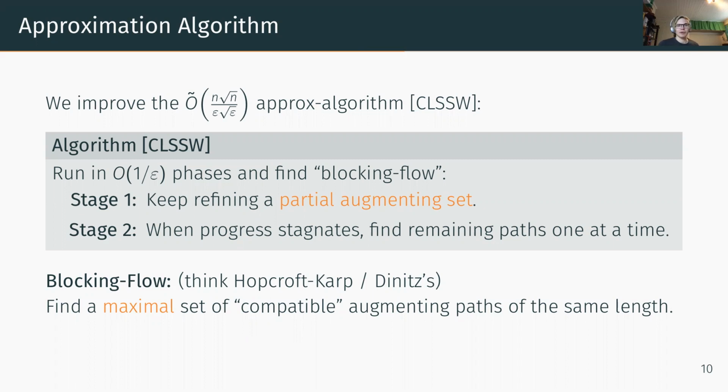To find this blocking flow, we run in two stages. In the first stage, we keep refining some partial augmenting set, which I will define in a few slides. And in the second stage, which kicks in when the first stage starts to stagnate, like we don't make much progress anymore, we just fall back to finding each of the remaining augmenting paths one at a time to find this blocking flow.